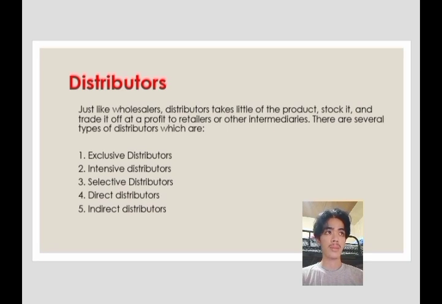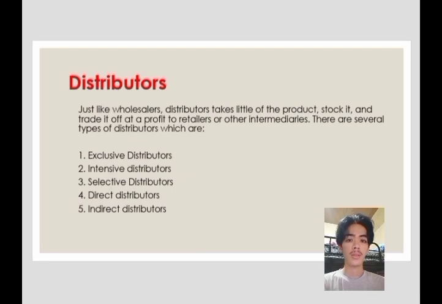There are several types of distributors, which are: first is exclusive distributors. Exclusive distribution is a contract between a supplier and a retailer, awarding the retailer exclusive rights in a definite geographical area to sell the supplier's product. Hence, exclusive distributors have the rights to sell the products in definite set territories only. They have exclusivity only in predefined countries.